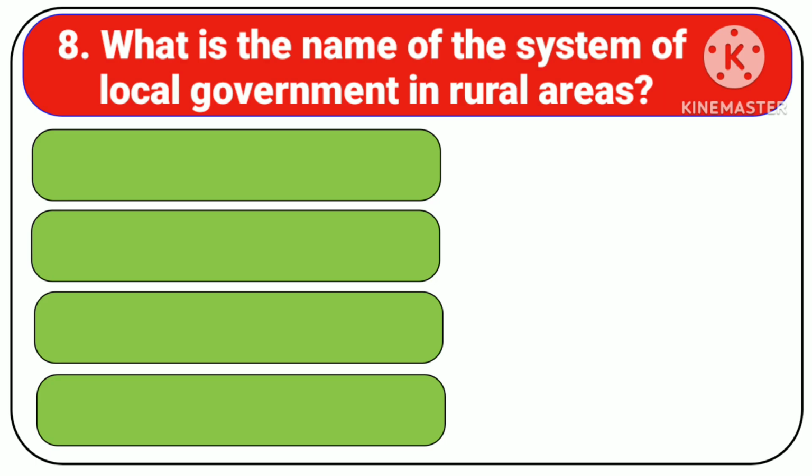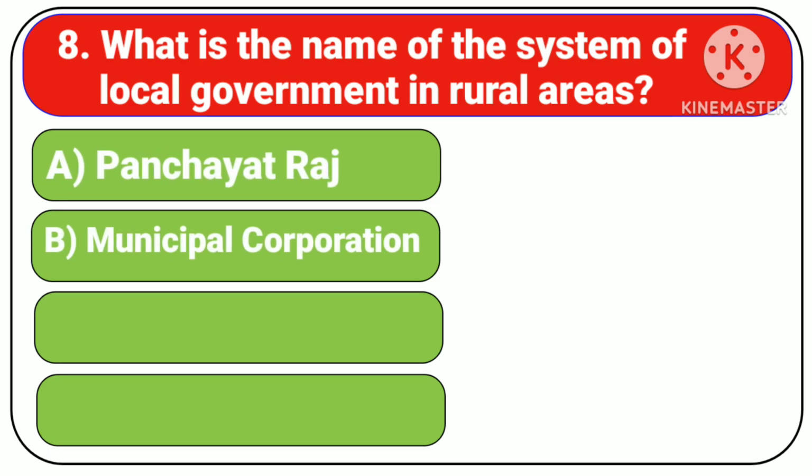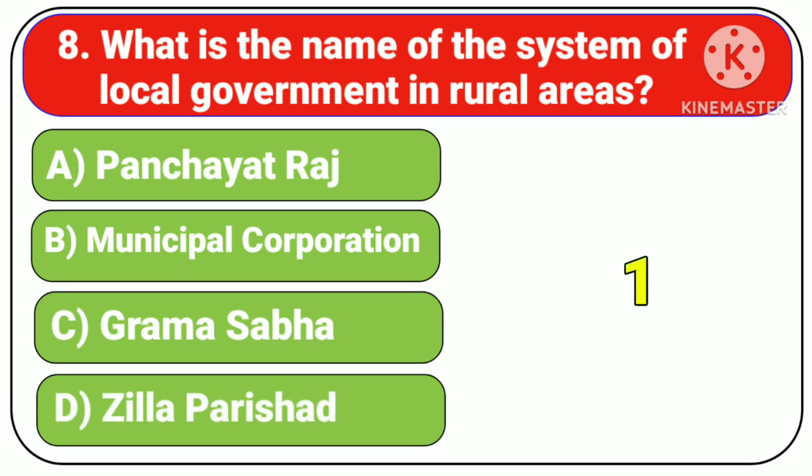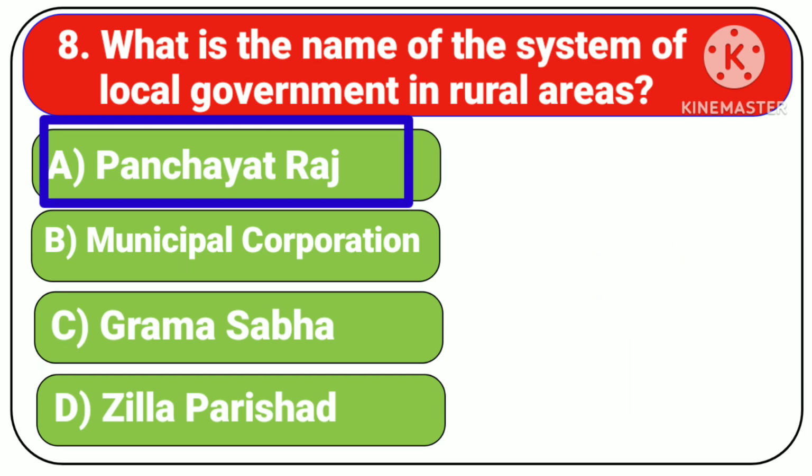What is the name of the system of local government in rural areas? Options: A. Panchayat Raj, B. Municipal Corporation, C. Grama Sabha, D. Jilla Parishad. Correct answer is Panchayat Raj.